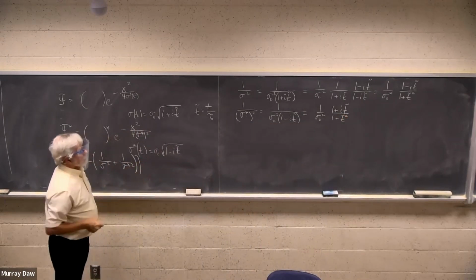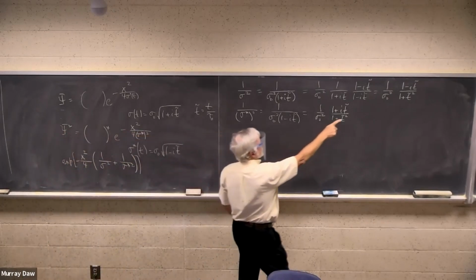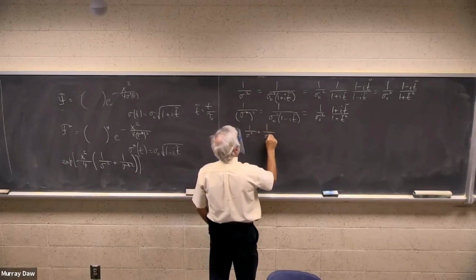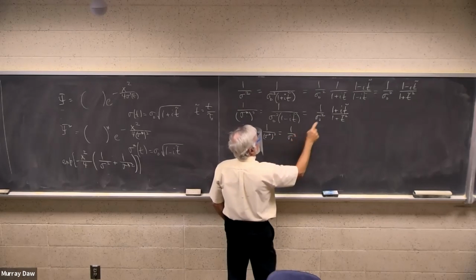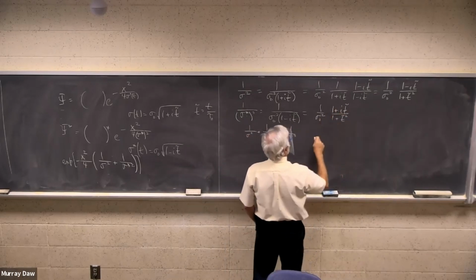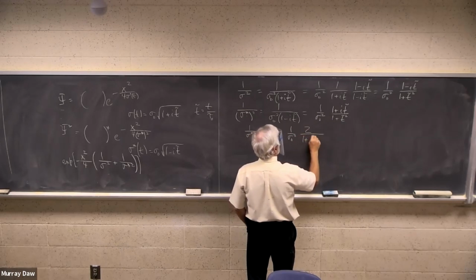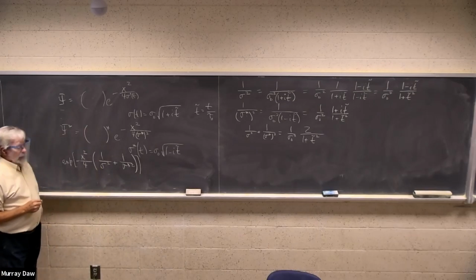Now we add those two together. The imaginary parts cancel. We get this plus this. They have the same numerator, same denominator. So that's what you get for the argument of the exponential.